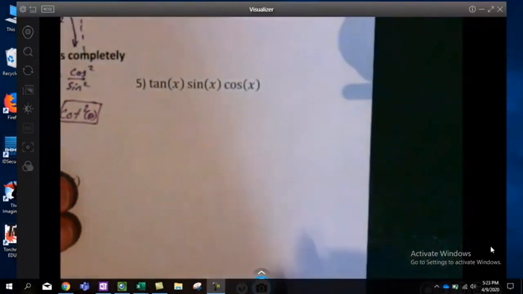It's about identities and substitutions. This one's going to be very direct. You'll see something very similar on the test.